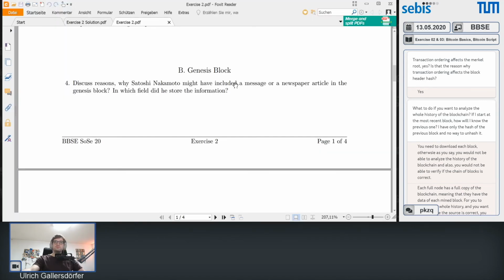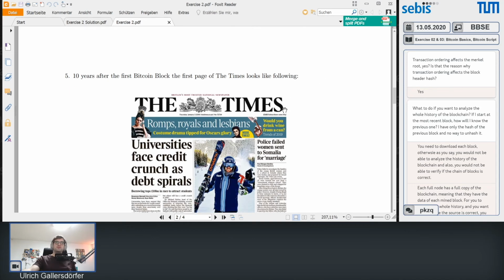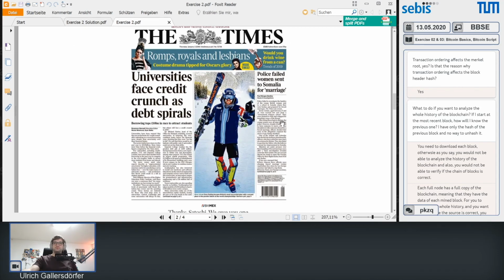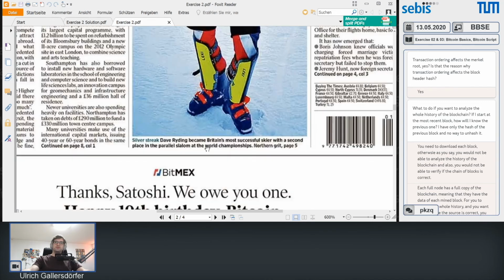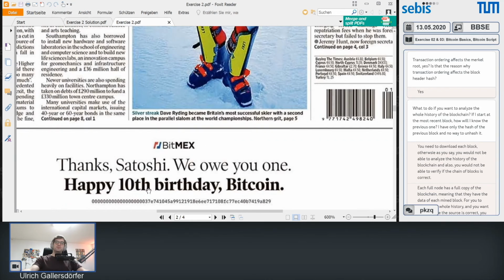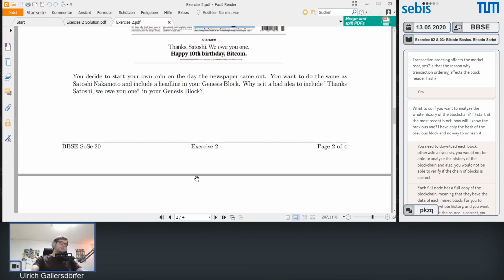5th question here. 10 years after the first Bitcoin block, the first page of the Times looks like the following. So the Times had some interesting articles, but also down here, BitMEX published the following: Thanks, Satoshi, we owe you one. Happy 10th birthday, Bitcoin. And you're now a cryptopreneur, and you decide to start your own coin on the day the newspaper came out. You want to do the same as Satoshi Nakamoto and include a headline in your Genesis block. Why is it a bad idea to include "Thanks Satoshi, we owe you one" in your Genesis block?